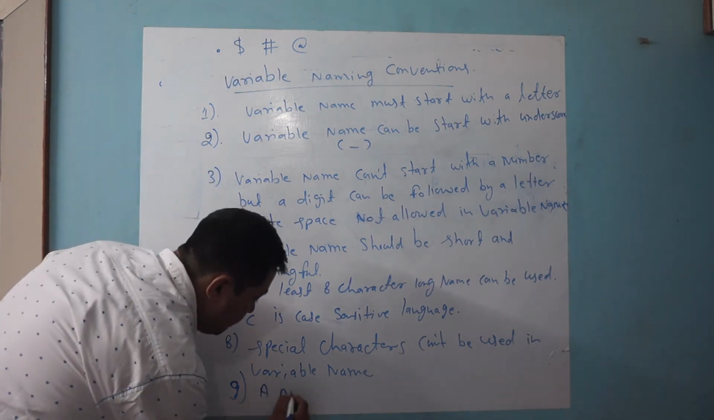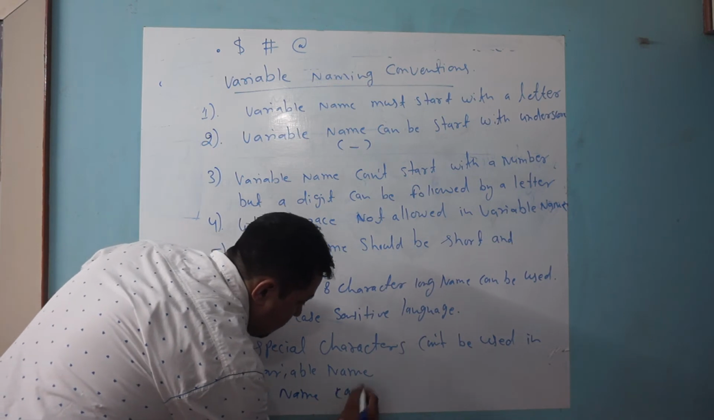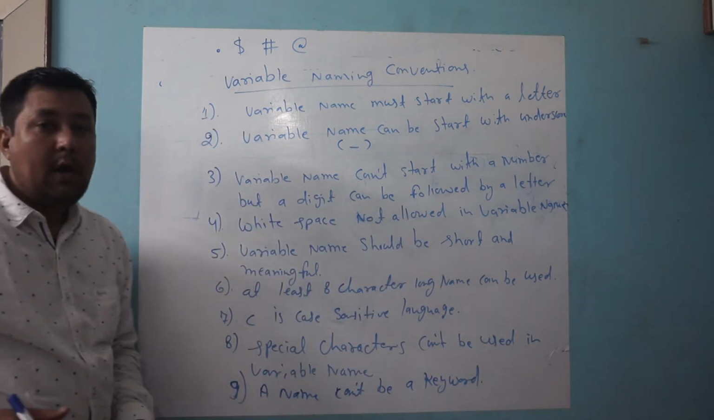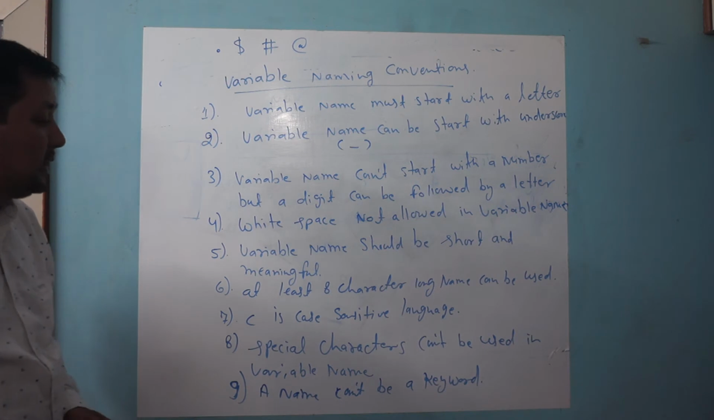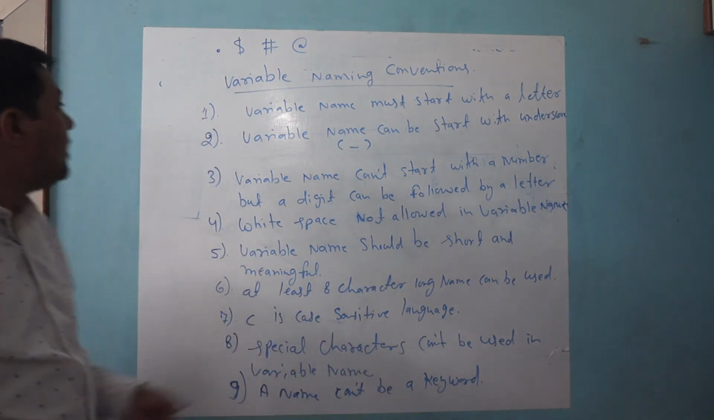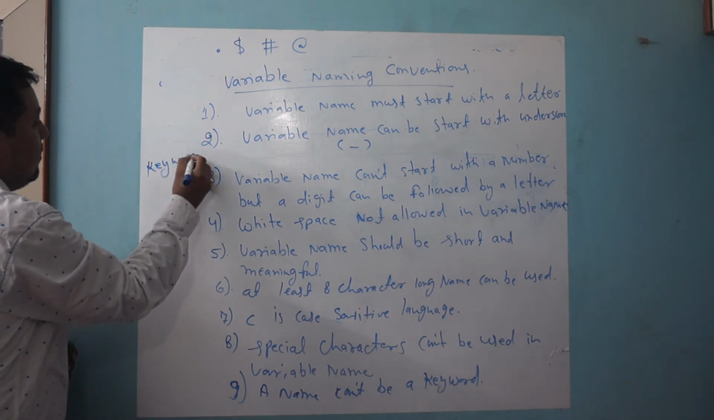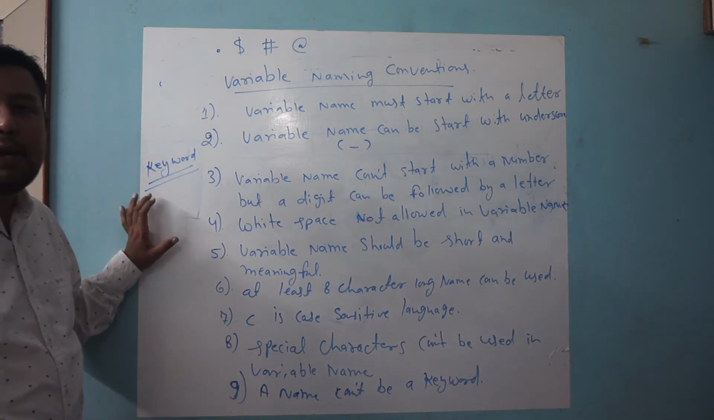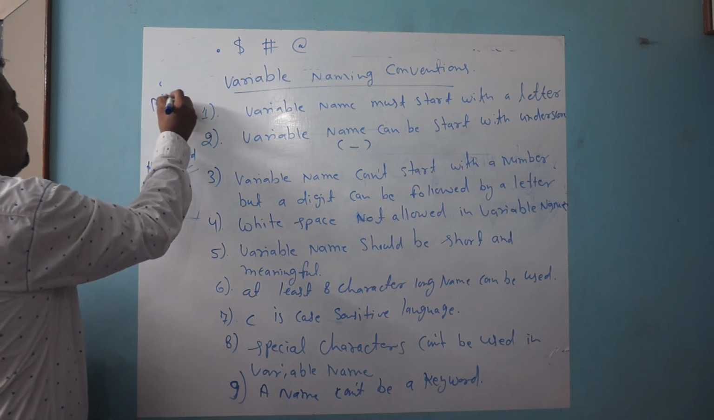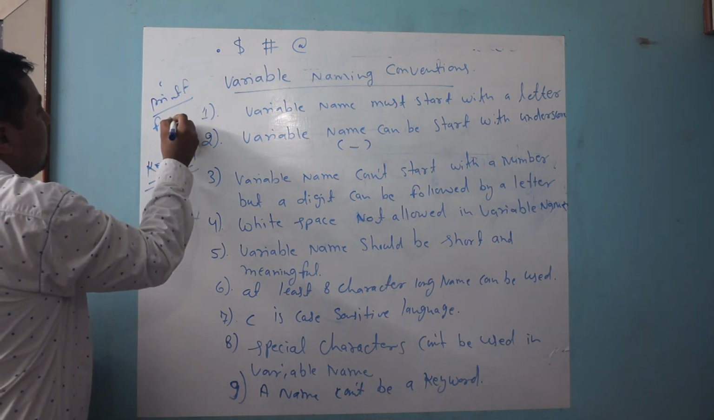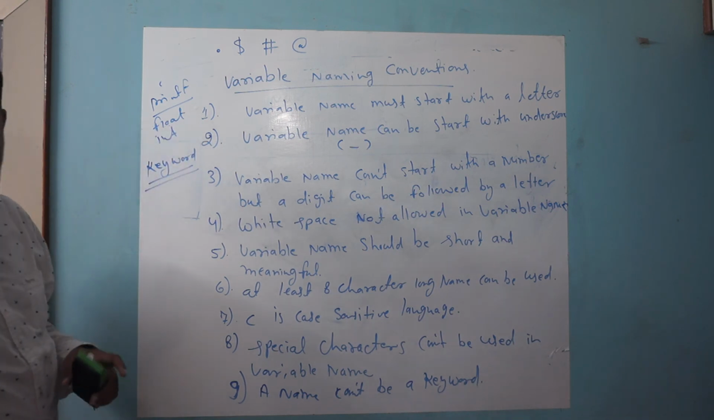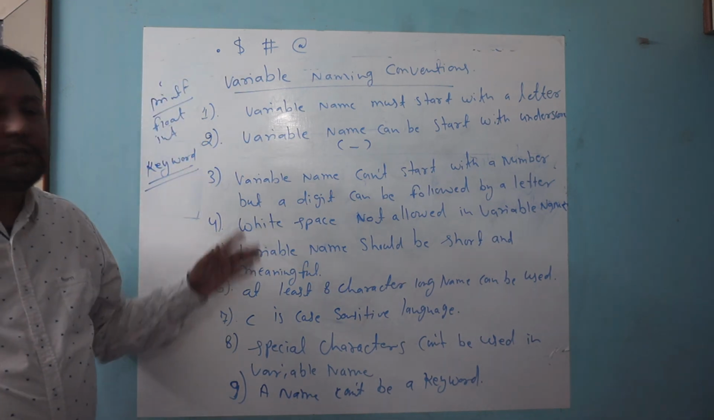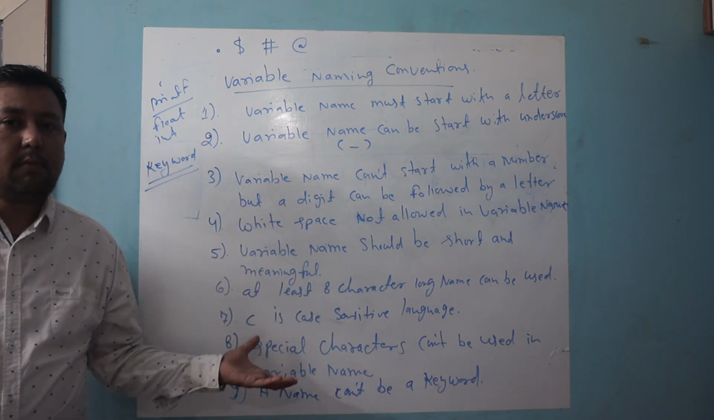A variable name cannot be a keyword. Now, a different kind of word here we heard, that is keyword. It is a new word for us. Keywords are those reserved words used in the C programming language like printf, float, integer, etc. We cannot use them as a variable name. So these are the variable naming conventions which we have to follow during the program.